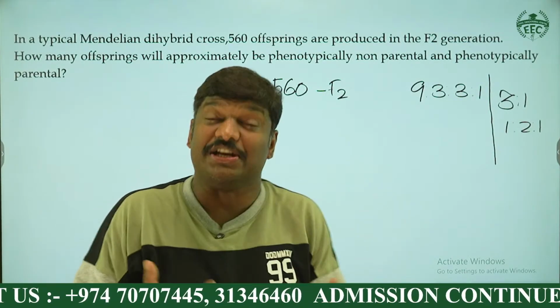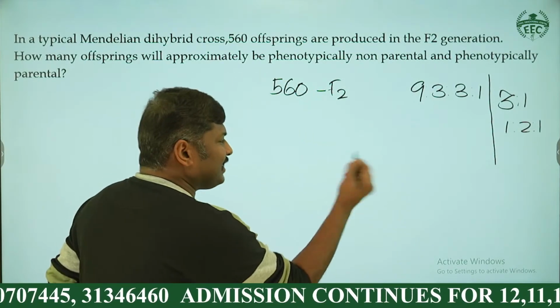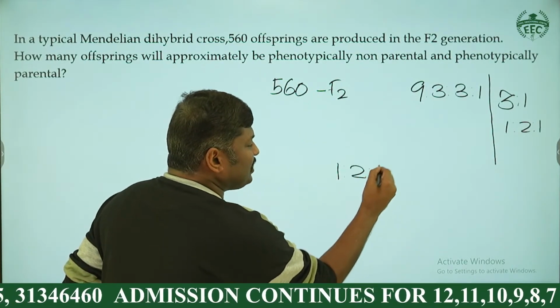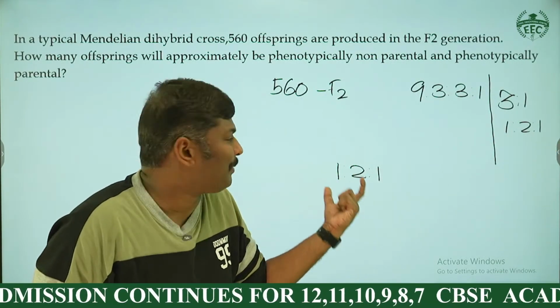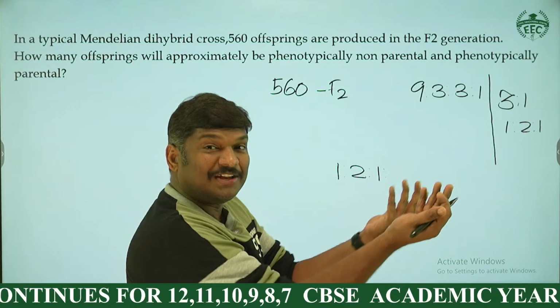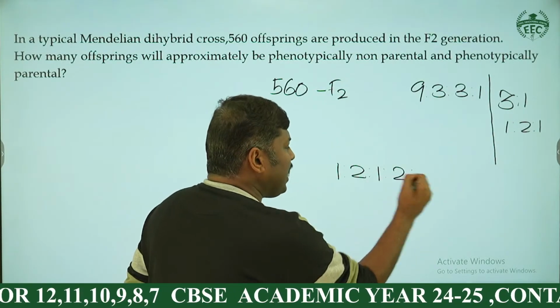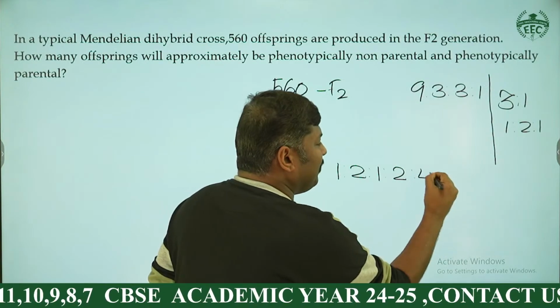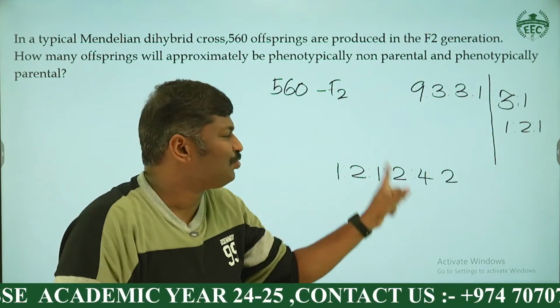And what is the genotypic ratio? Genotypic ratio is not that much important, but you have to study that. It is easy, my dear student. 1:2:1 is the ratio of monohybrid, right? So you have to write first the monohybrid ratio 1:2:1, and again you have to double it because dihybrid, right? Double it. So 1:2:1, 1 doubled is 2, 2 doubled is 4, and 1 doubled is 2. So 1:2:1 and just double, 2:4:2.